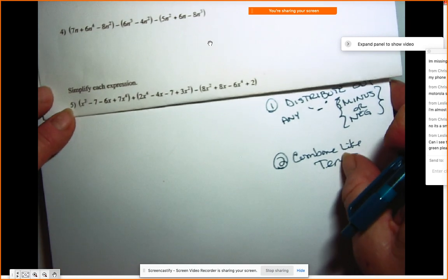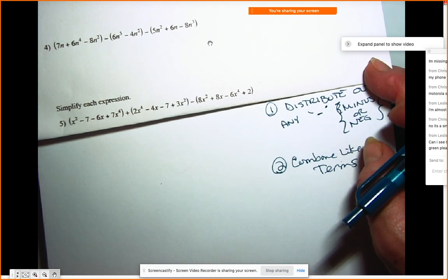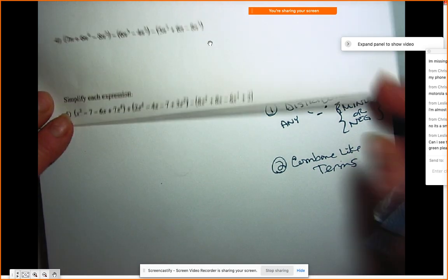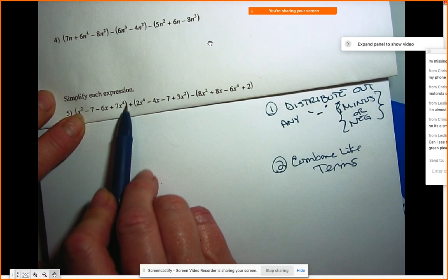Okay, we're going to go ahead and work one that has both plus and minus. All we're doing is adding and subtracting. Actually, I would just call it combining like terms. Step one is to distribute out any negatives, minuses, like here, the plus.